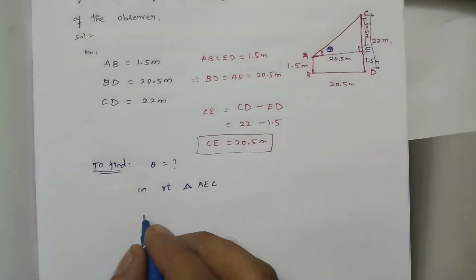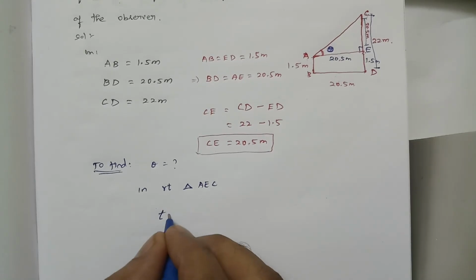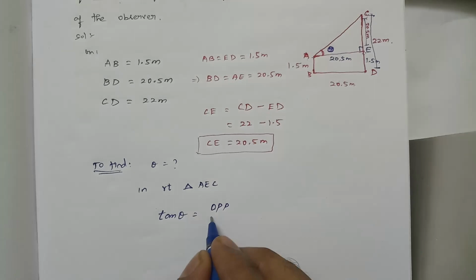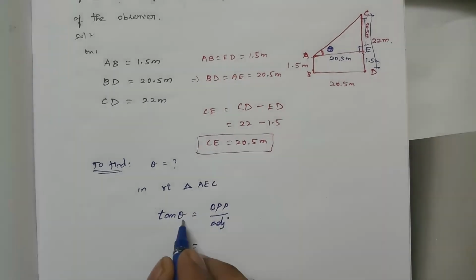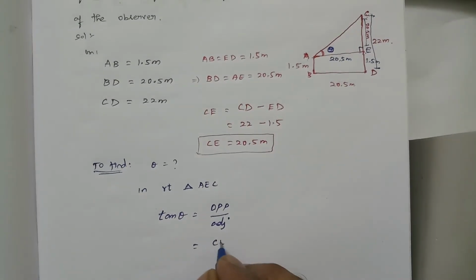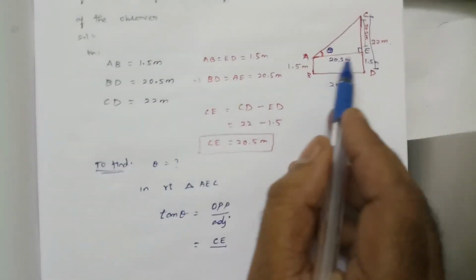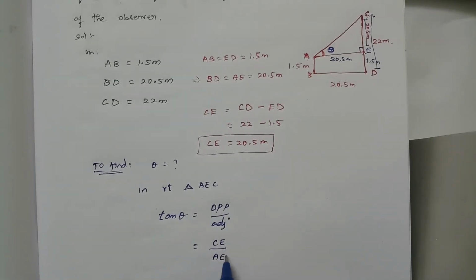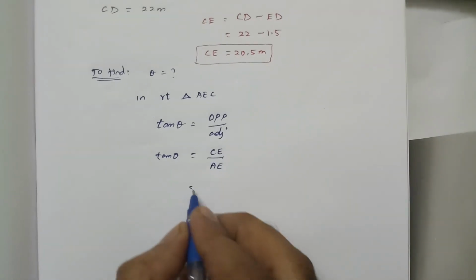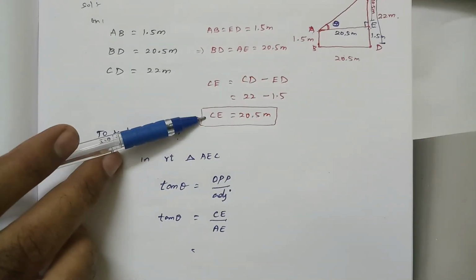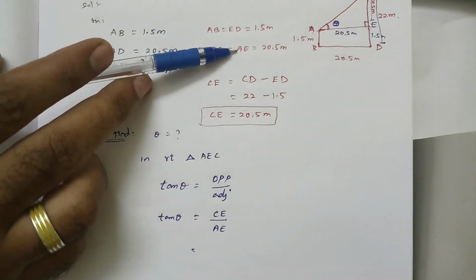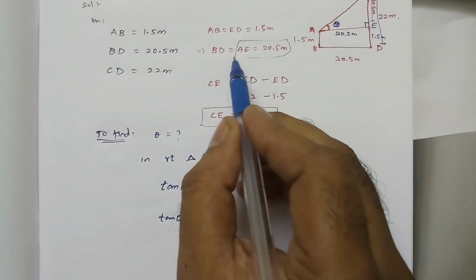So I am going to use the tan theta trigonometric ratio. Tan theta is equal to opposite side divided by adjacent side. For theta, which side is the opposite side? CE. The adjacent side is AE. Tan theta is equal to CE divided by AE. The value of CE is 20.5, and the value of AE is also 20.5.